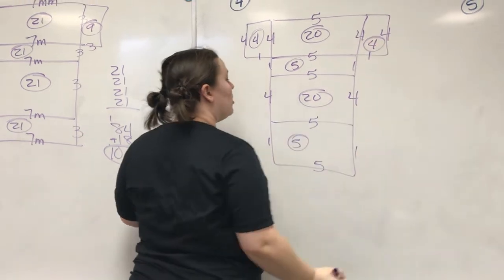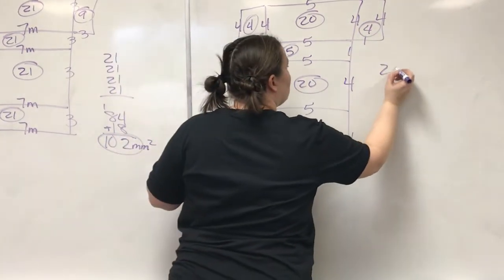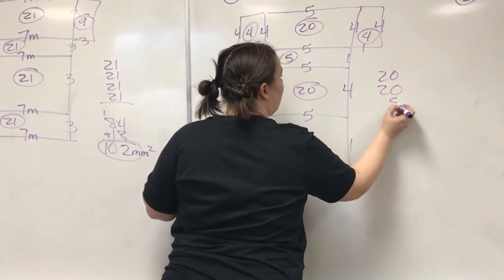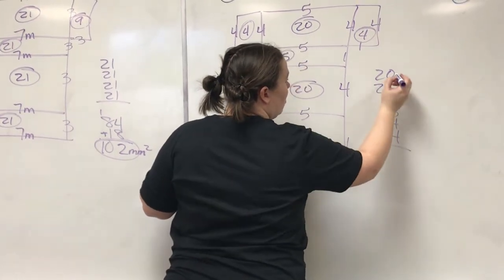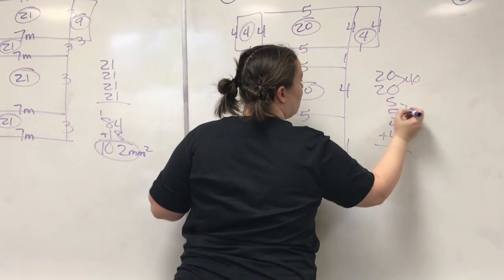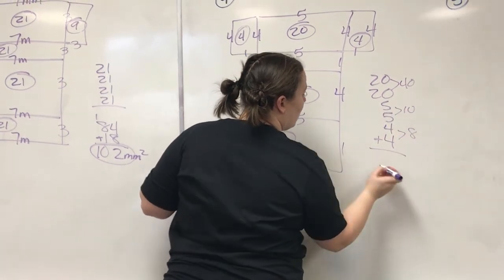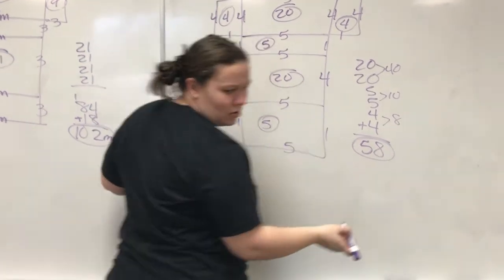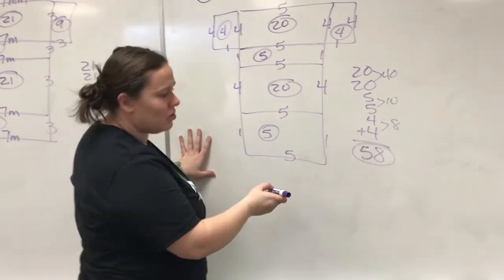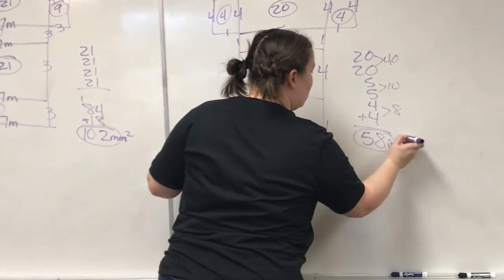And then just add them all together. 20 and 20, 5 and 5, 4 and 4. That's 40. This is 10. This is 8. And I get 58 as my total. 58. What is it? Inches squared. Cool.